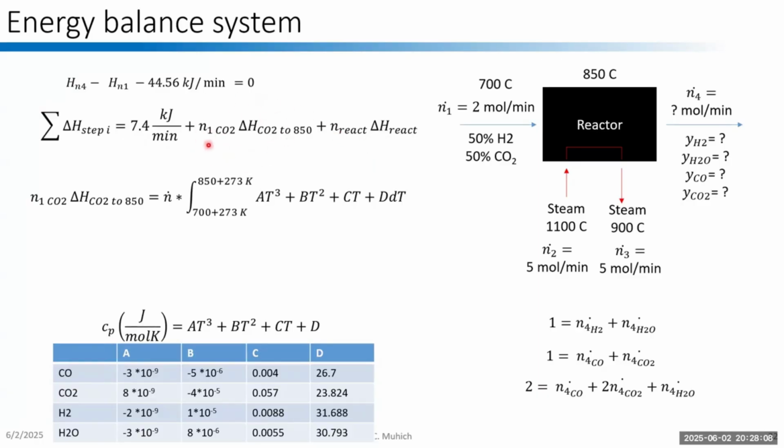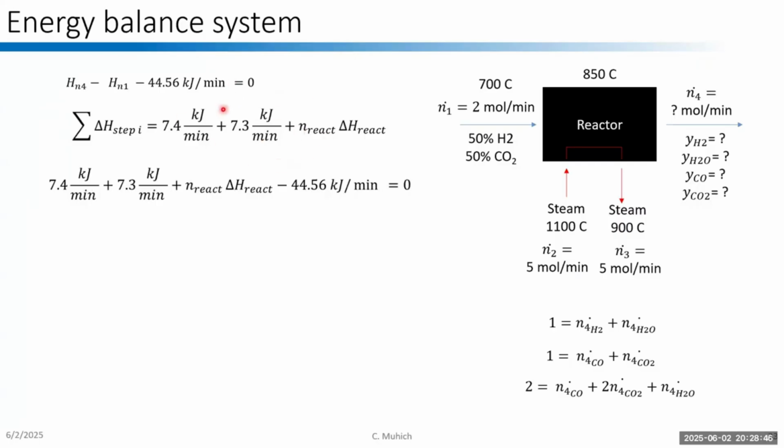Let's next tackle the enthalpy change associated with the CO2. This is again going to look very similar to the H2. I have my integral, and now I'm going to go down to my table and pull in the information associated with the CO2. This time, when I work that out, I should end up with 7.3 kilojoules per mole. I can plug that into my total H step.